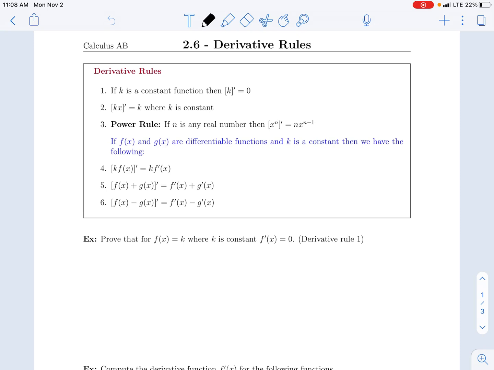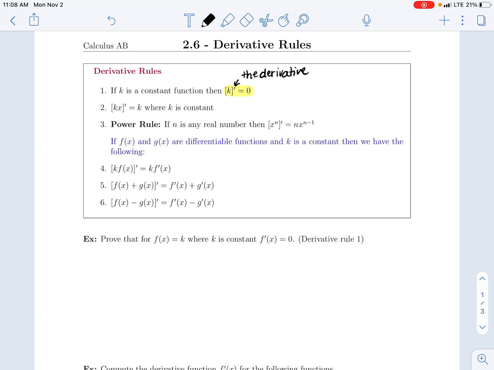So here, my first derivative rule is that if k is a constant function, then the derivative of a constant is just 0. That's what this tick mark notation here means. This means the derivative of. The tick mark is telling me the derivative of my k is just 0, where k is just representing any constant function.